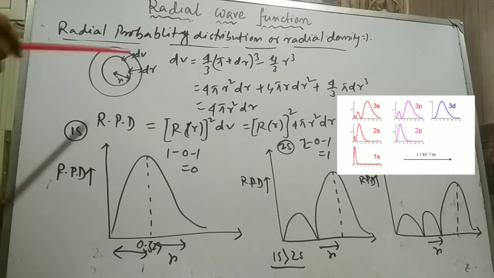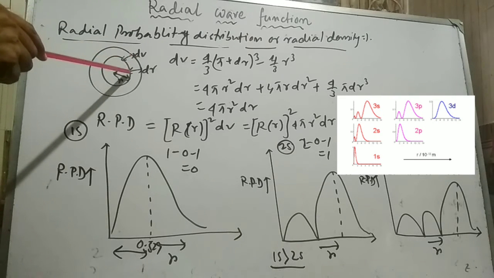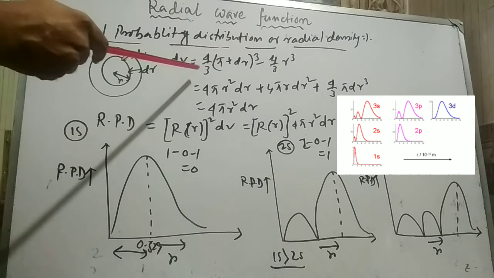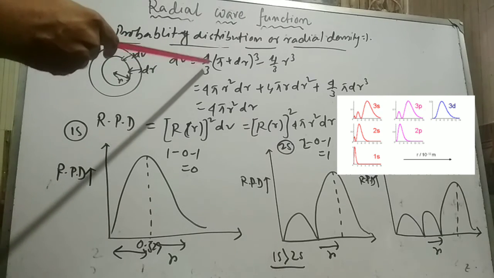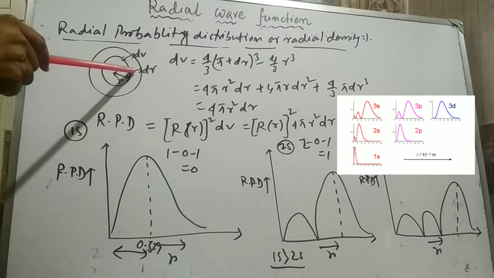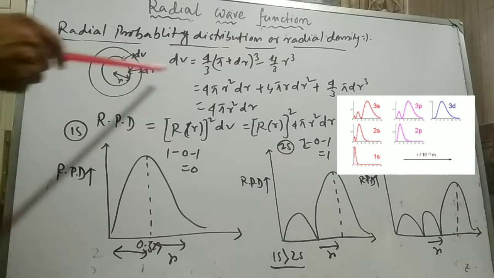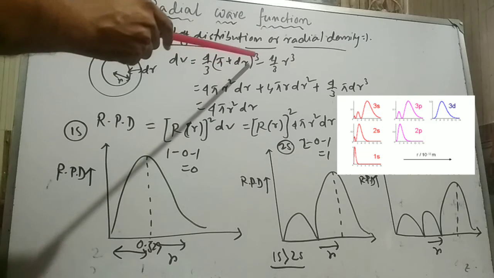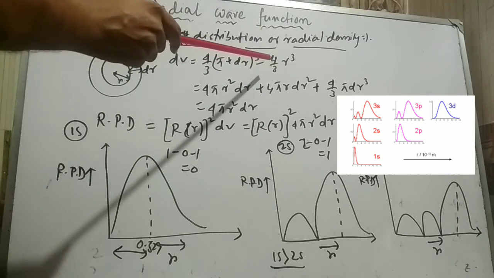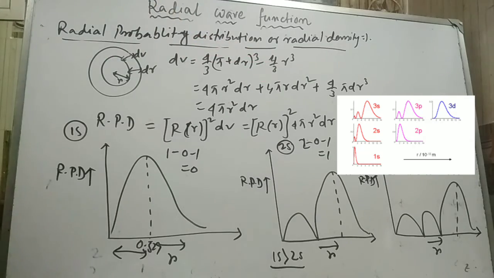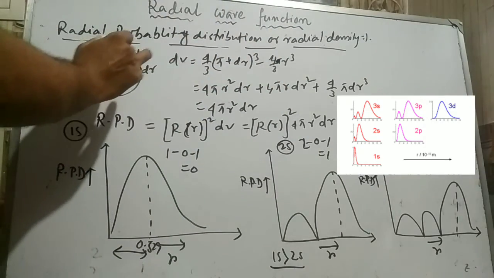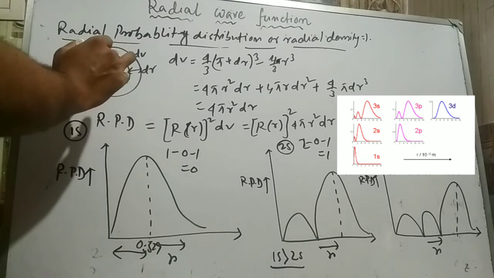Now, what is the value of dV? This volume. What is the value of dV? So dV is equal to 4/3 π (r + dr)³ minus 4/3 π r³. This part is dr and this part is r. And then dV is obtained.